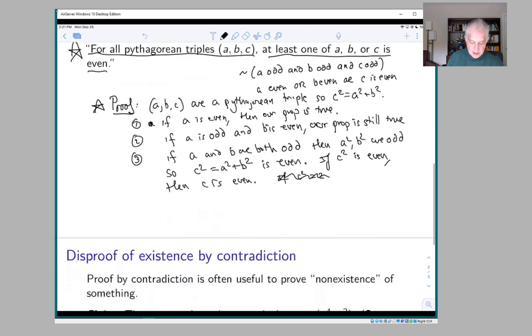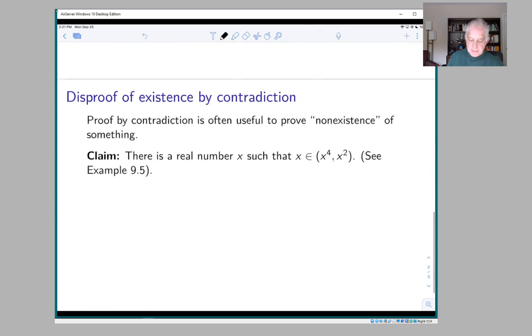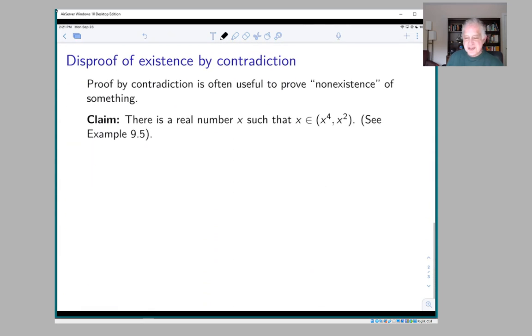Okay, another way you can often prove things don't exist is using proof by contradiction. So remember, in proof by contradiction, you assume something is true, and then you arrive at a contradictory statement, or you prove contradictory statements, and from that you conclude that the original statement must have been false. So this is example 9.5 from the book, and I'm going to give a slightly different proof.